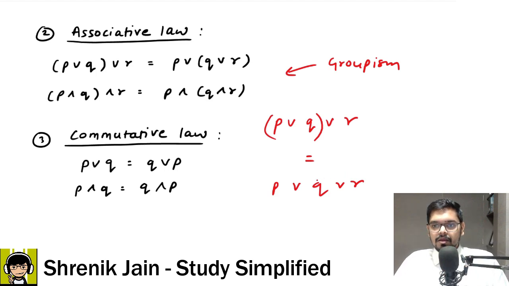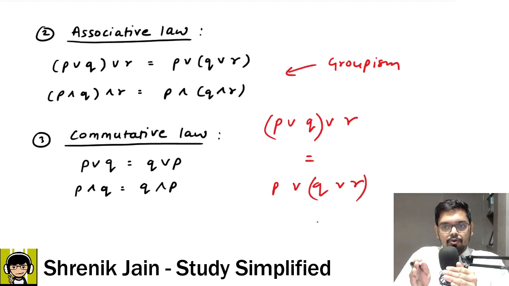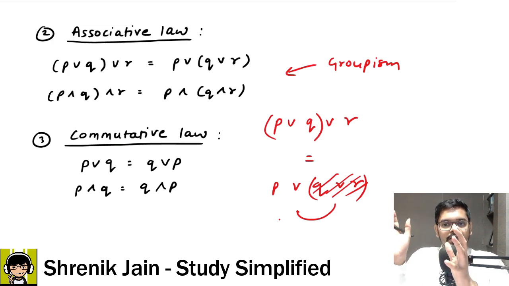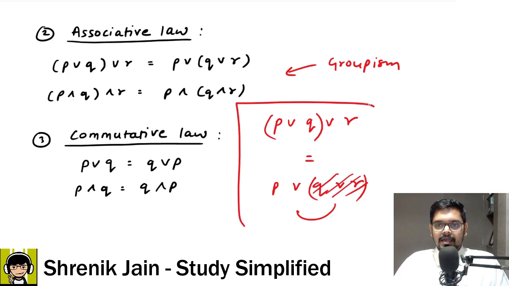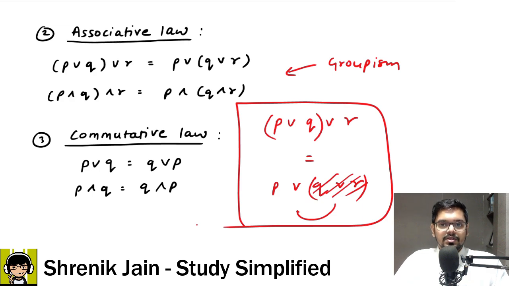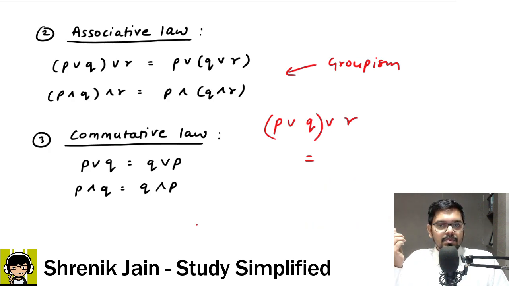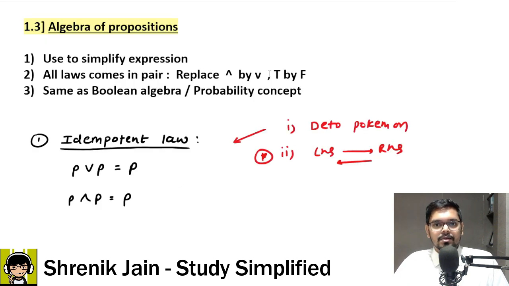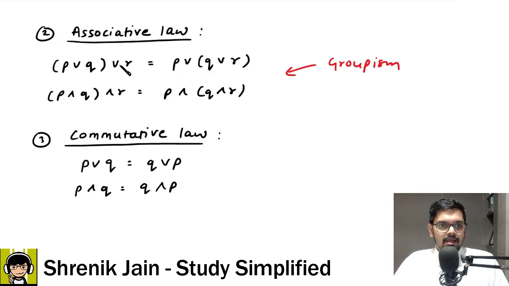Shifting the bracket, the bracket is now here. I made a group of Q, R first, so solve this Q or R, then do your further operation, P or that bracket. And you will find that LHS is RHS, the answer is not changing. This is what groupism looks like. The answer remains same, you make a group with anyone. Understood? We have seen the same thing in matrices also. Now I told you about the duality power. What is the duality? Replace OR with AND, the law remains same. So if I replace OR with AND, the groupism remains same.